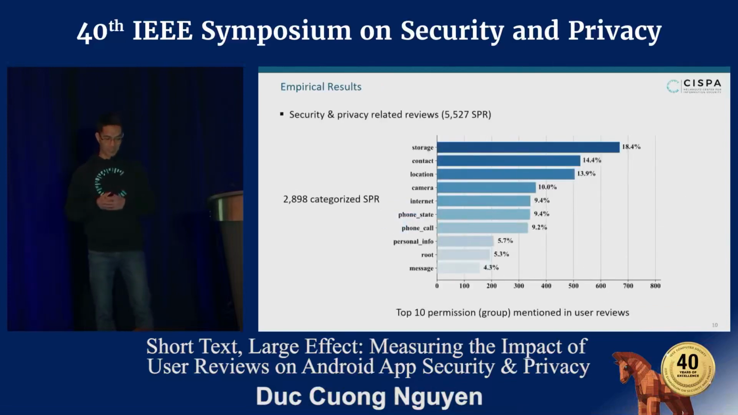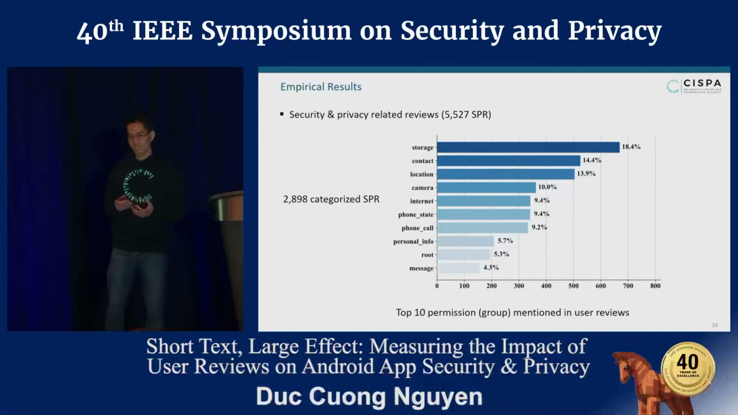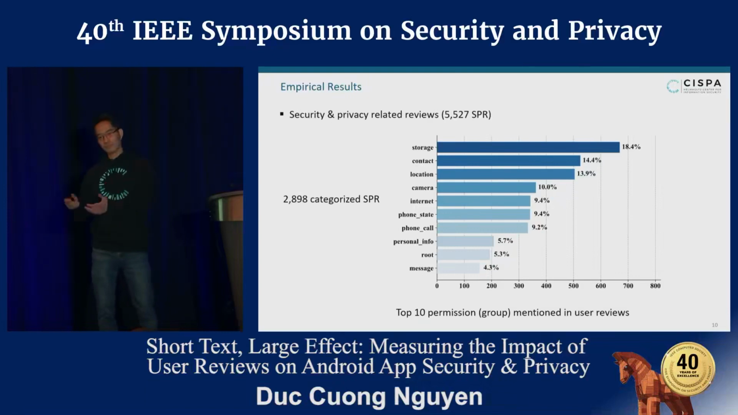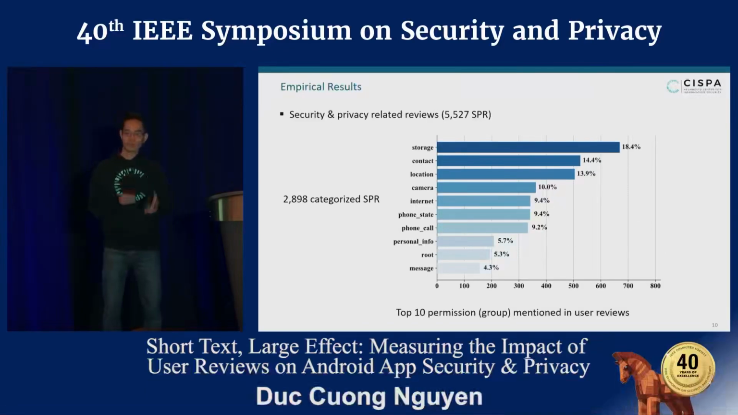First, regarding the security and privacy related reviews, using our classifier, we have been able to identify 5,527 SPR, and around 50% of them we can categorize into different subcategories using keywords. And here, I list the top 10 permissions or permission groups that are mentioned in user reviews. The list is headed by storage, contact, location, camera, and so on.